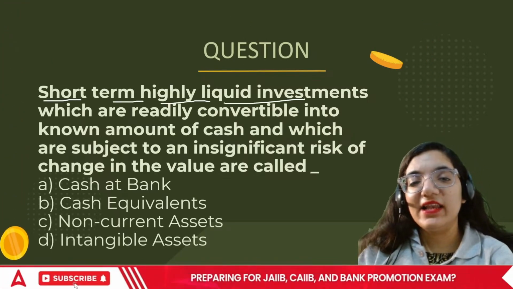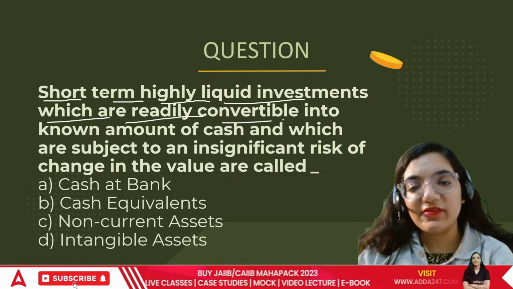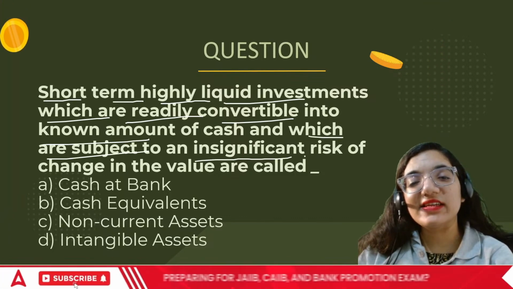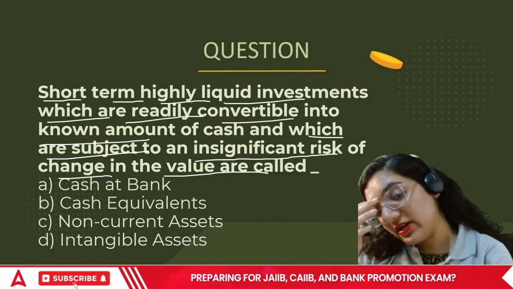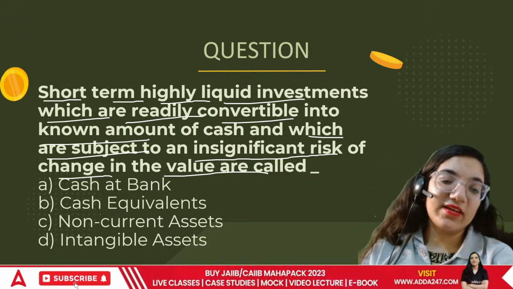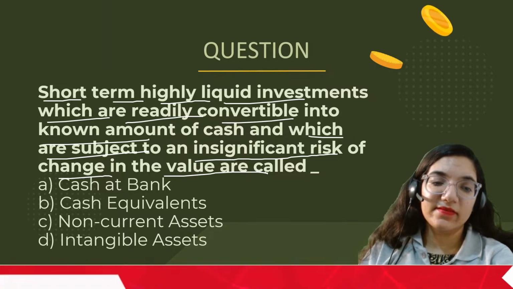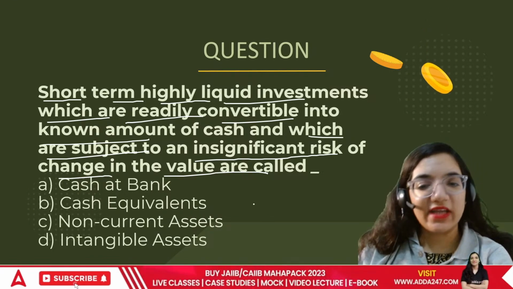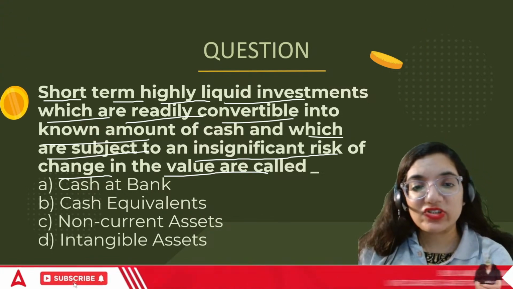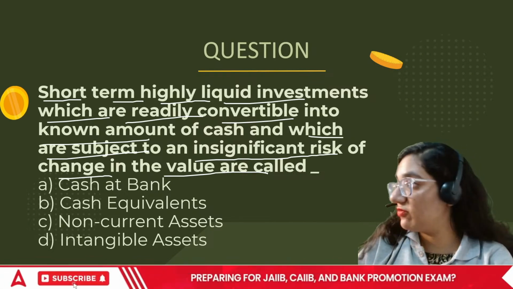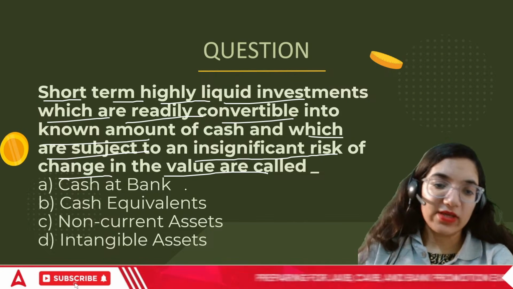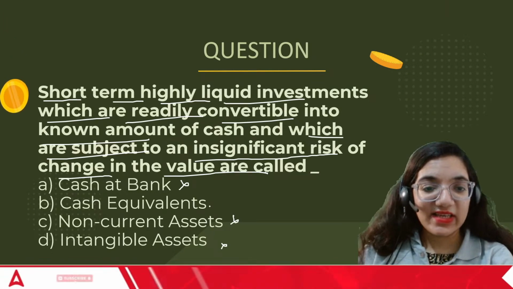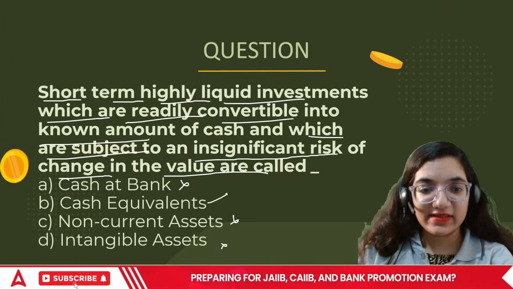Short-term, highly liquid investments which are readily convertible into known amount of cash and which are subjected to an insignificant risk of change in the value are called cash at bank, cash equivalents, non-current assets or intangible assets. These are highly liquid investments. They can be sold at any point of time and their amount even is considerably stable. There's not much risk involved in it. So this will be no cash at bank. This will not be non-current assets or intangible assets. This will be considered as cash and cash equivalents.